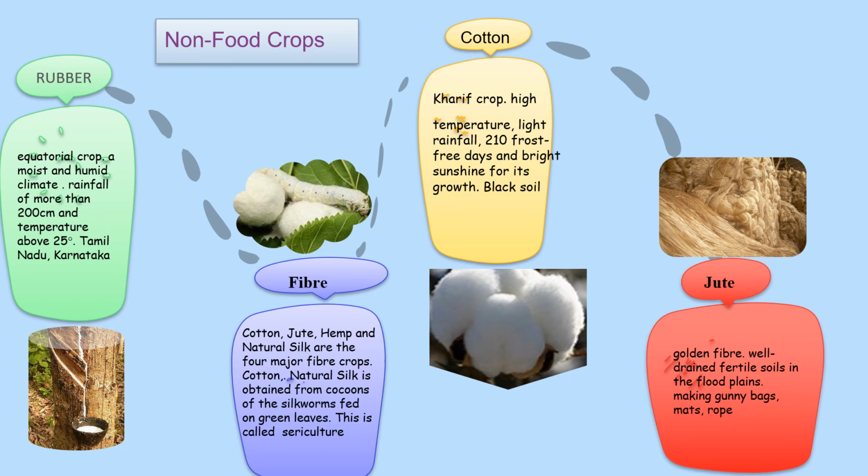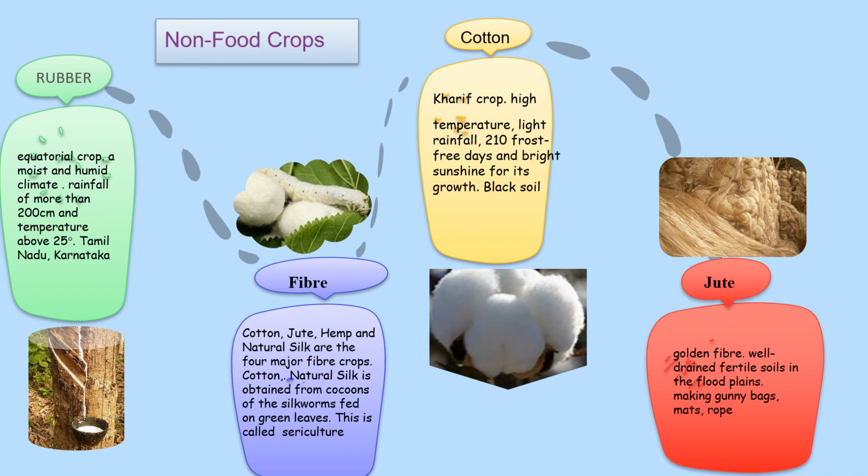The next fiber is cotton. Cotton is a kharif crop. It requires high temperature and light rainfall. It also needs 210 frost-free days and bright sunshine for it to grow. It grows well in black soil. The next fiber is jute.